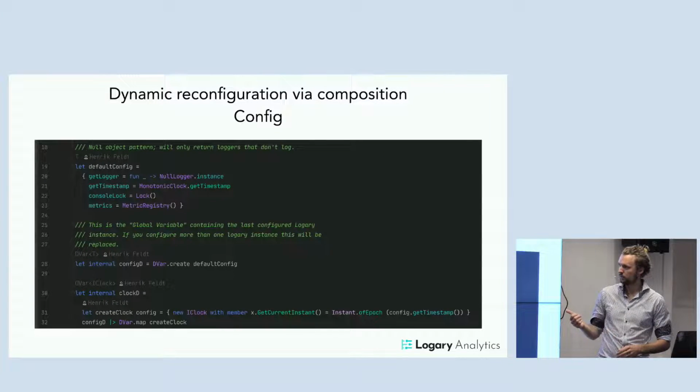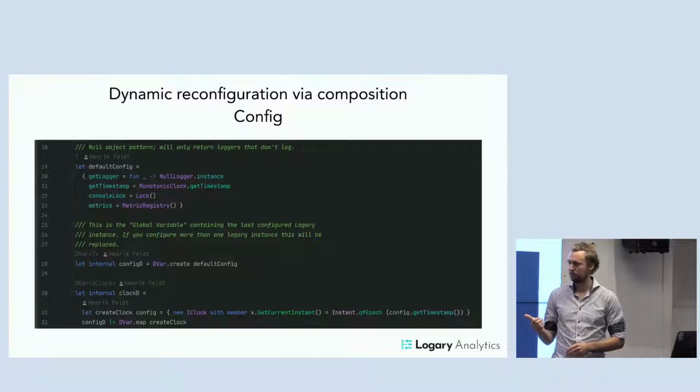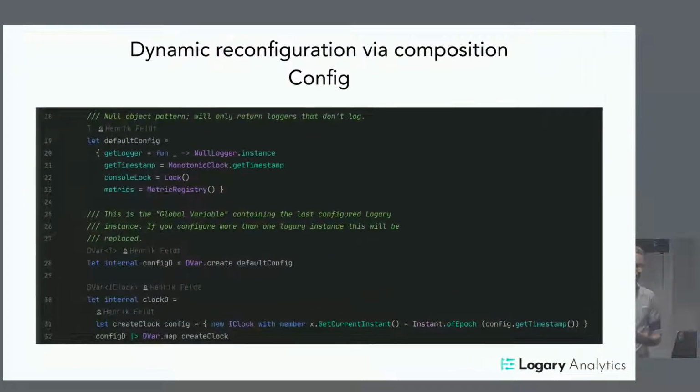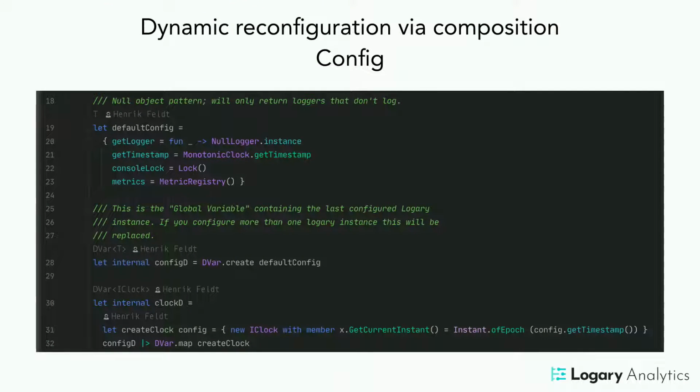So in this case, it's F#, and I'm taking an example from Logary, the logging library that I'm now building an app for. And you can see the default configuration on line 19, which sets up, well, what it says, default configuration. And then I'm using this abstraction called dvar for dynamic variable. This is different from the Haskell dvar for concurrency. This is just basically an Excel cell, which you can then compose together with other cells.